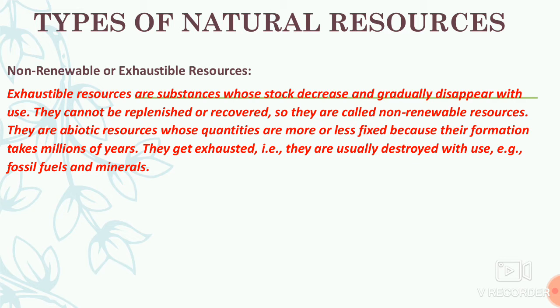These are abiotic resources whose quantity is more or less fixed. For their formation, it takes millions of years. If they get exhausted, they are usually destroyed with use. Examples are fossil fuels. Fossil fuels means coal, petroleum, and minerals. They get exhausted with time. They are not going to be renewed again and again. We cannot replenish them with time. They take millions of years to form.